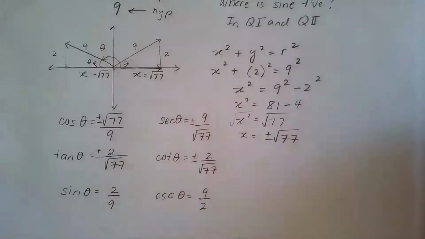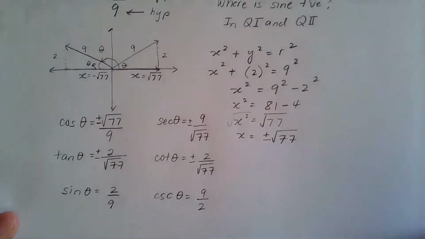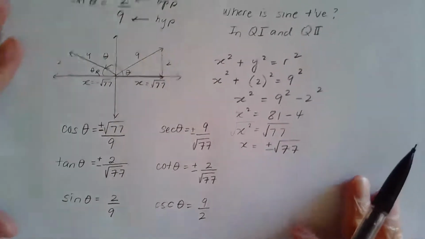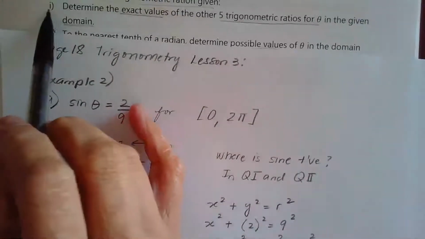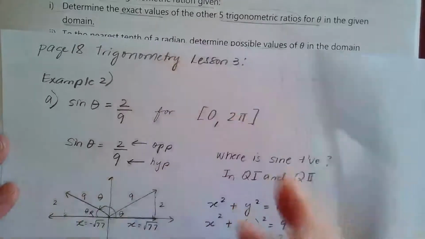Okay, so as you can see, I had mentioned earlier that I need to use a separate sheet of paper to do this because it's quite a bit of stuff to do. It's not just one step, but multiple steps in this particular case. So that's a part 1. We've determined the 5 trigonometric ratios.